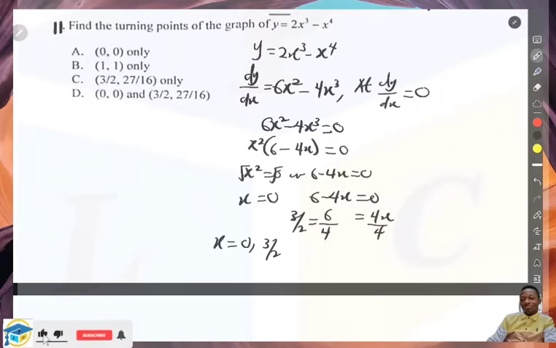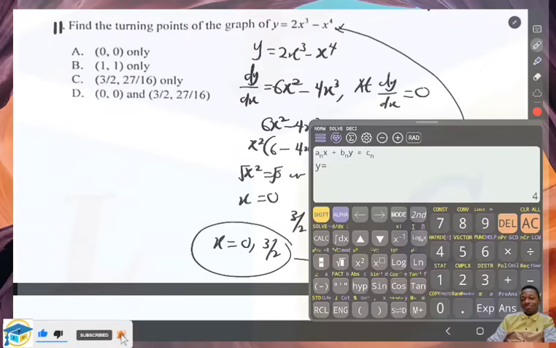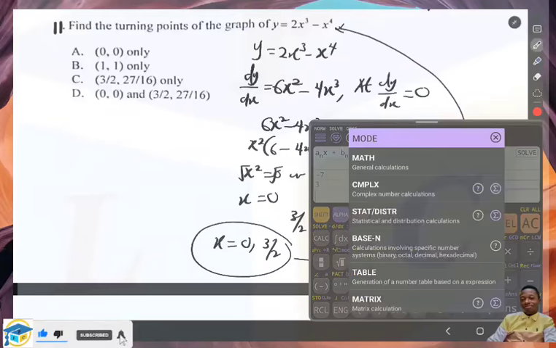But here we're asked to find the turning point of the graph. So once you're able to get the values of x, we substitute these values into the original function so that we get the values of y. When we combine that with the x, we get the turning point for the graph. In this case, I'll just take my calculator and go back to the normal function.